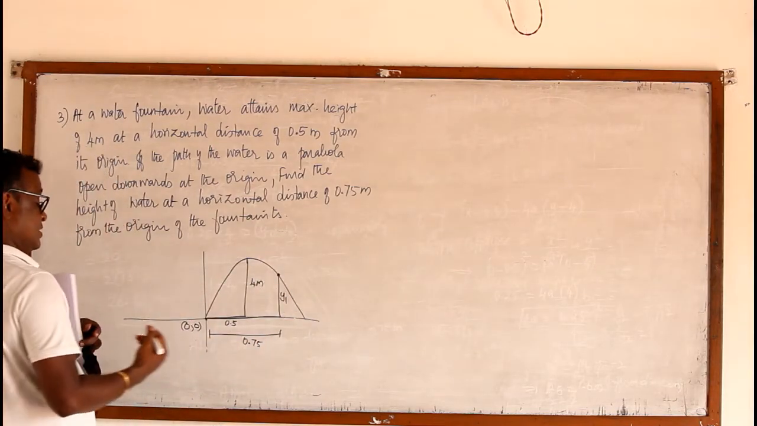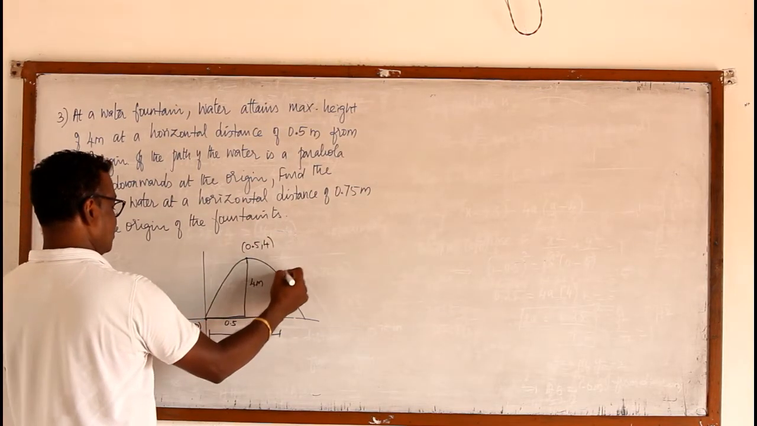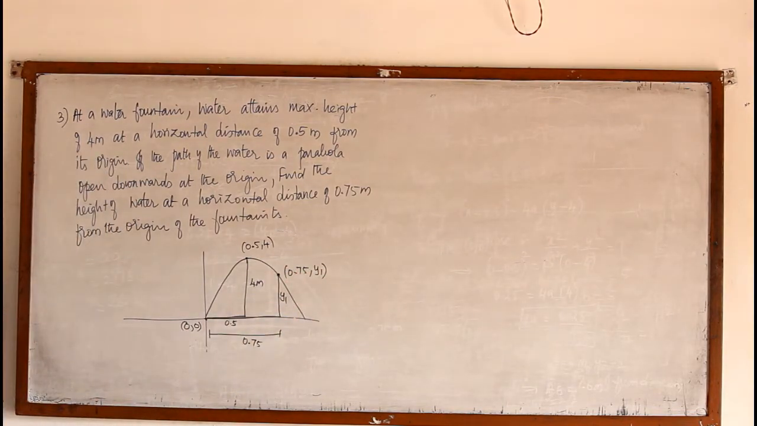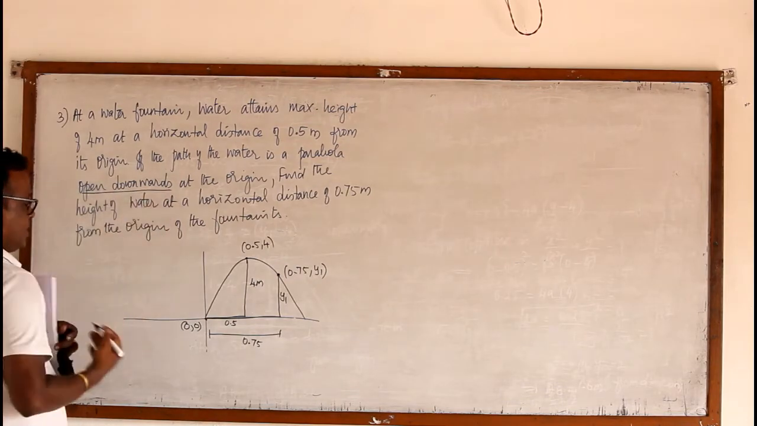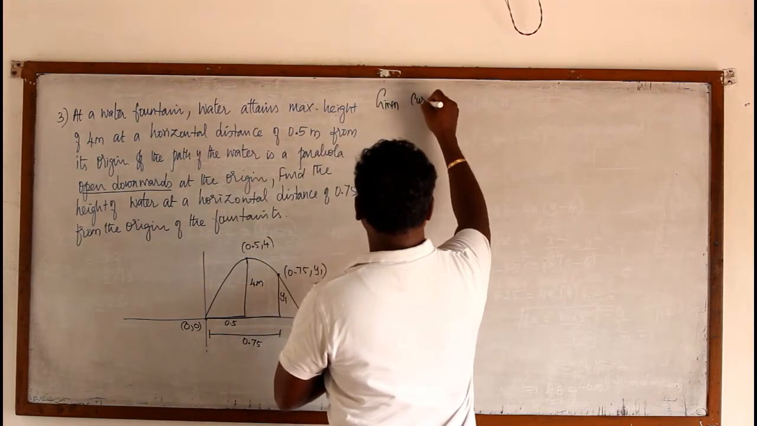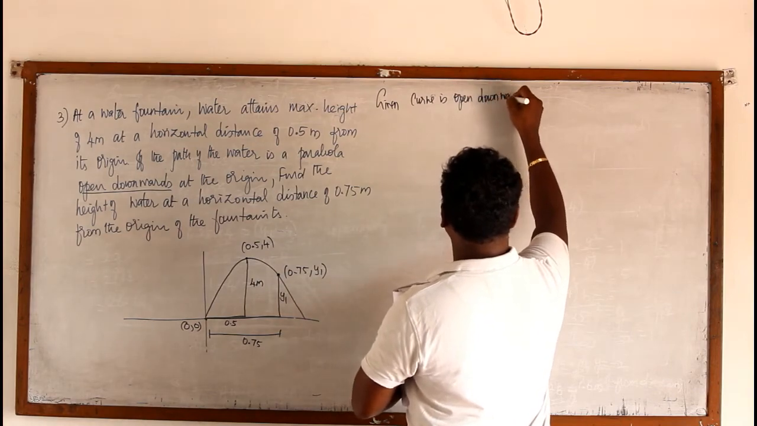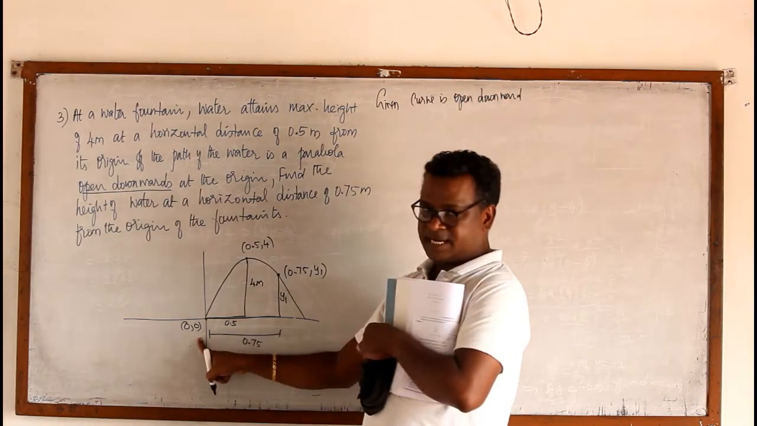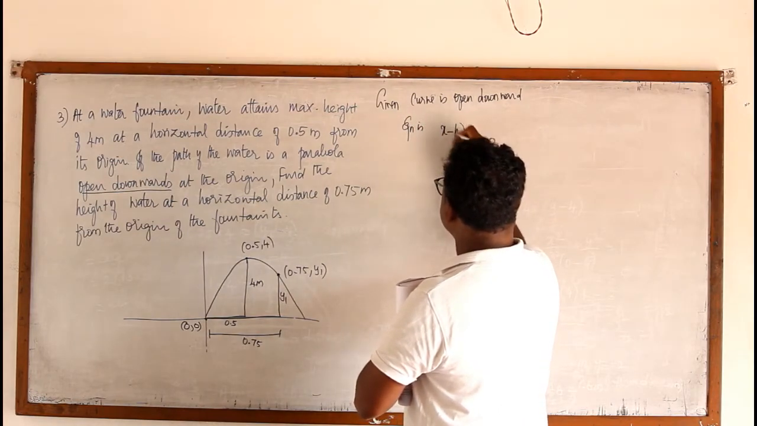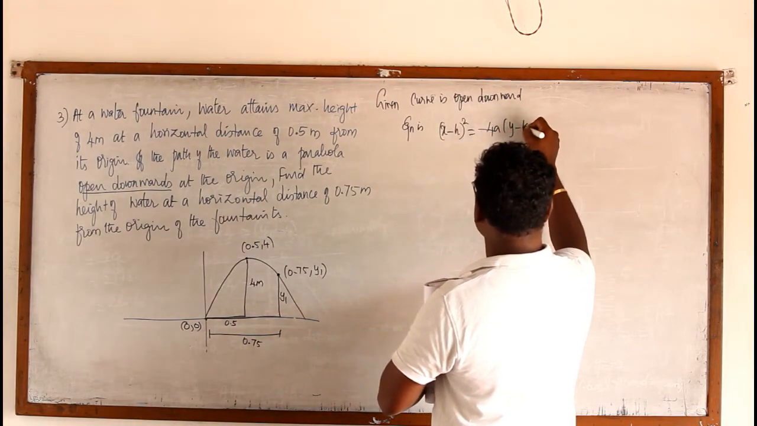What is this y1 they are asking? So if I say this point is (0.5, 4), then this point is (0.75, y1). We have to find out this y1. And they gave the curve already, it is open downward. So given the curve is open downward and the vertex is not (0, 0), therefore the equation is (x minus h) the whole square equal to minus 4a into (y minus k).